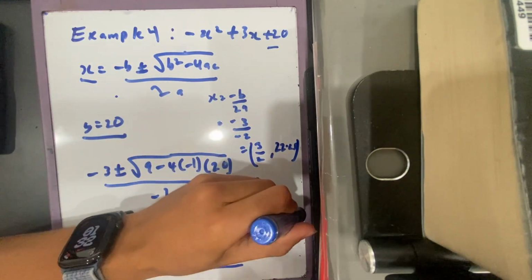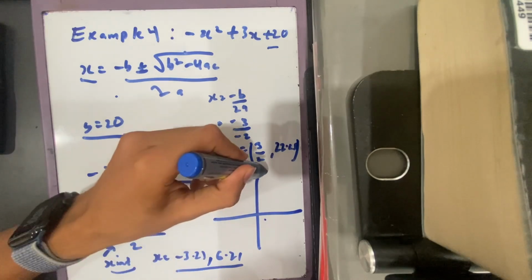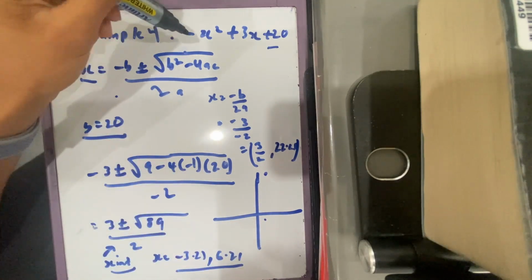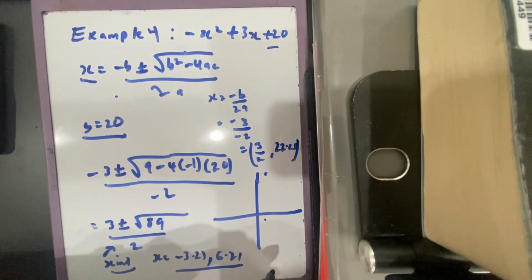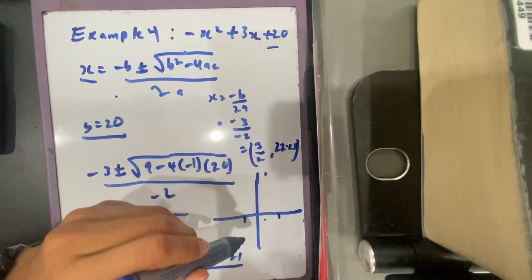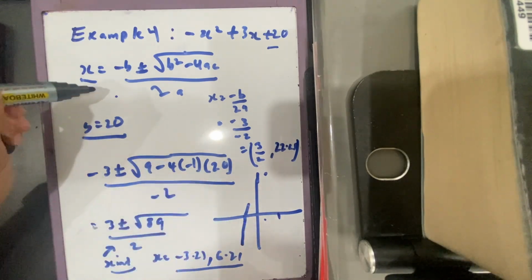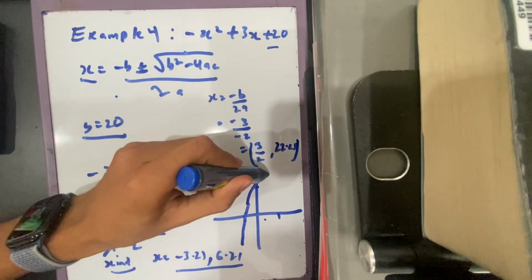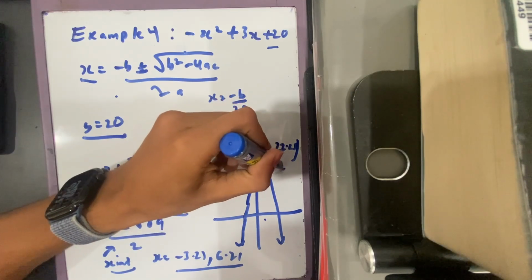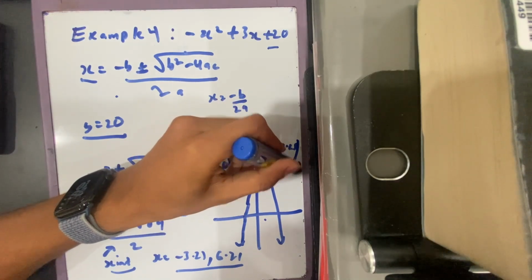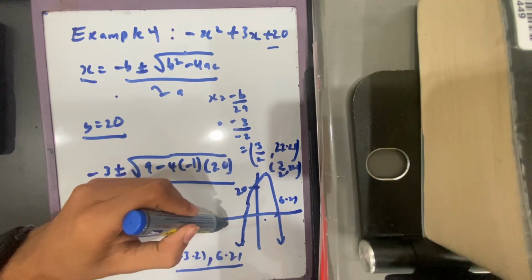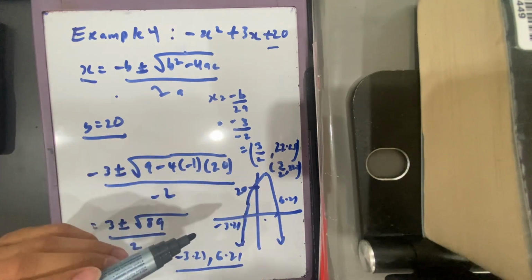Now we can sketch the graph. Vertex all the way up here, 3 on 2 and 22.25. Remember, this is negative, so it'll be concave down. It'll be in this shape here, right? Our intercepts are -3.21 and 6.21, and we just sketch this. The y-intercept is 20, so about here. This will be 20. This will be 3 on 2, 22.25. And this will be 6.21 and -3.21. And this would be your parabola.